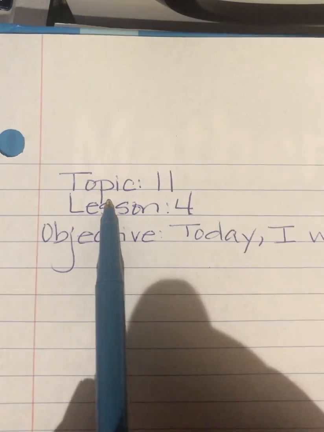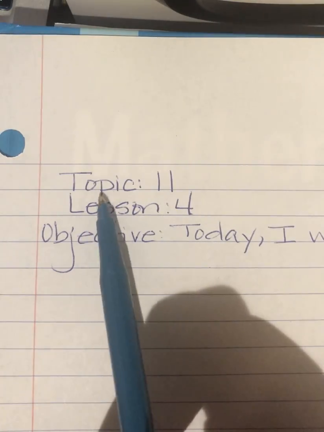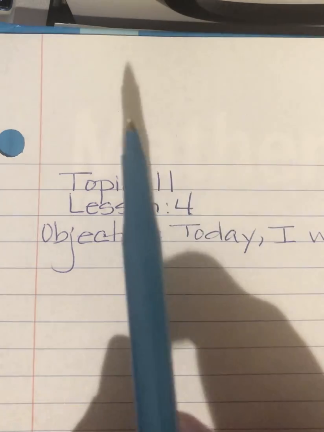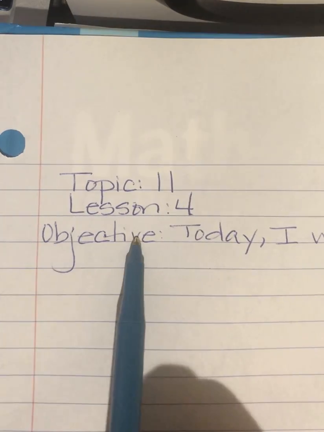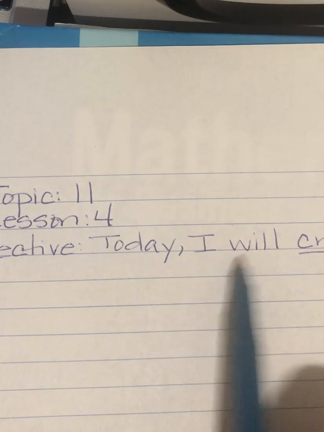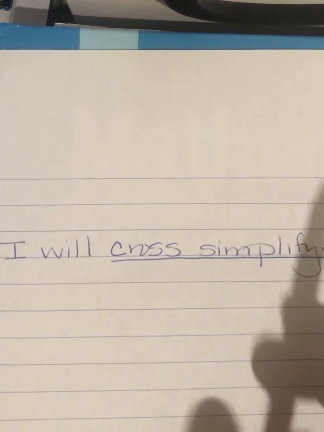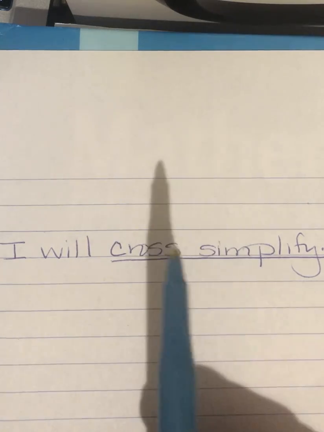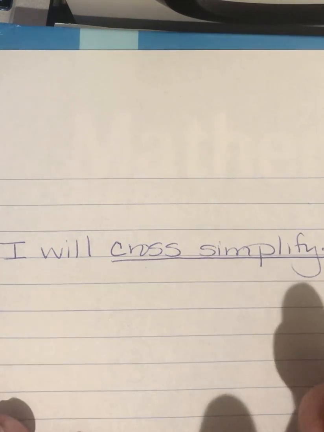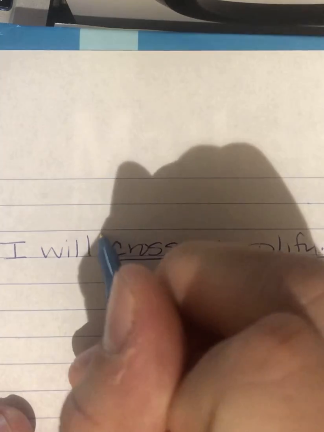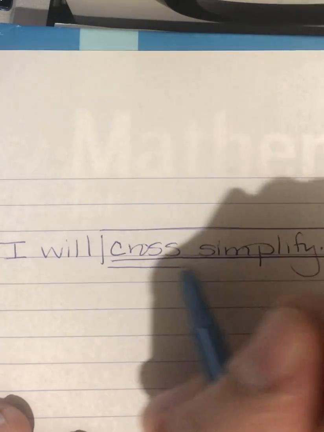Okay, so today we are going to be going over topic 11, lesson 4. We are skipping lesson 2 and lesson 3. Our objective for today: I will cross simplify. Today we are going to begin multiplying two fractions. Yesterday and the day before, we were multiplying a fraction times a whole number. But today we're going to focus on this strategy called cross simplifying.